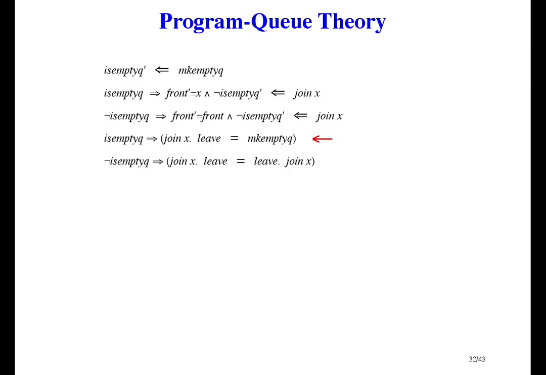If we have an empty Q, then a join followed by leave is the same as makeEmptyQ. And if we have a non-empty Q, then a join followed by leave is the same as the other way round. And that's program Q theory.